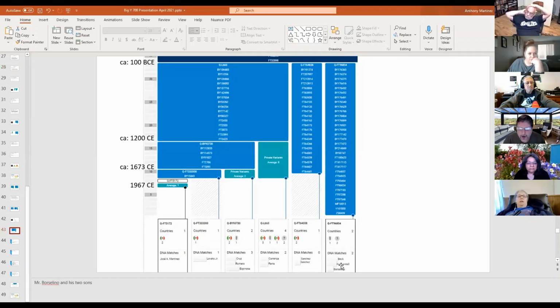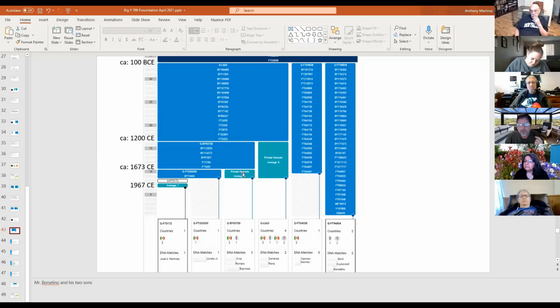So you see here, here's what happens. See this private variant here? This is what happens when one person takes the test. We have these 3 guys, Cruz, Romero, and Espinosa. They're all descendants of Nicolas Espinosa, but their haplogroup is 2,000 years old, whereas my haplogroup is 100 and 200 years old. What's the difference? They've only taken 1 test. So this is what happens when you just take 1 test. Now, what happens when you take 2 tests?